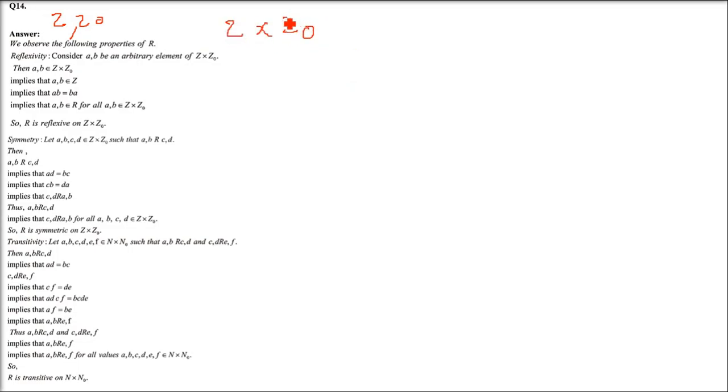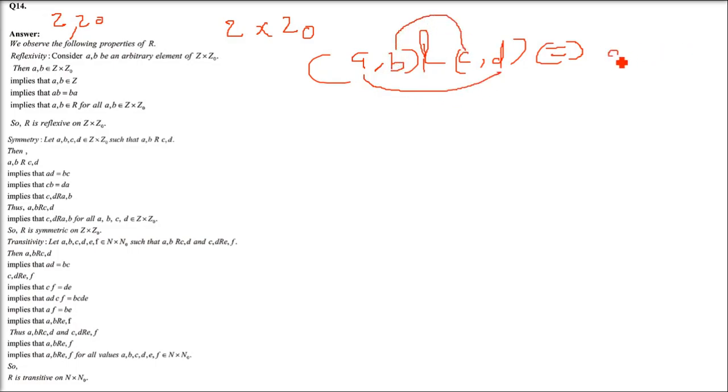So Z cross Z0, this is the cross product from which we have to take out the ordered pair. How is this related? AB is related to CD when AD is equal to BC, that is, we are multiplying the extremes with the inner ones. AD has to be equal to BC, and wherever we work, we have to follow this condition. And this should belong to the cross product of Z and Z0.